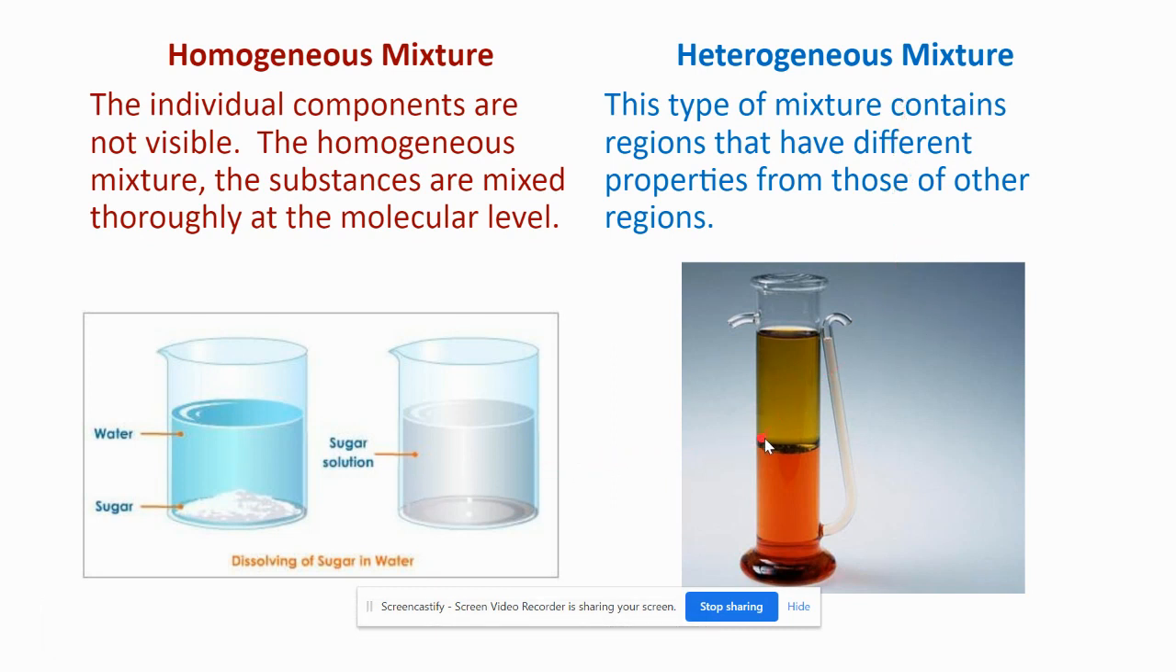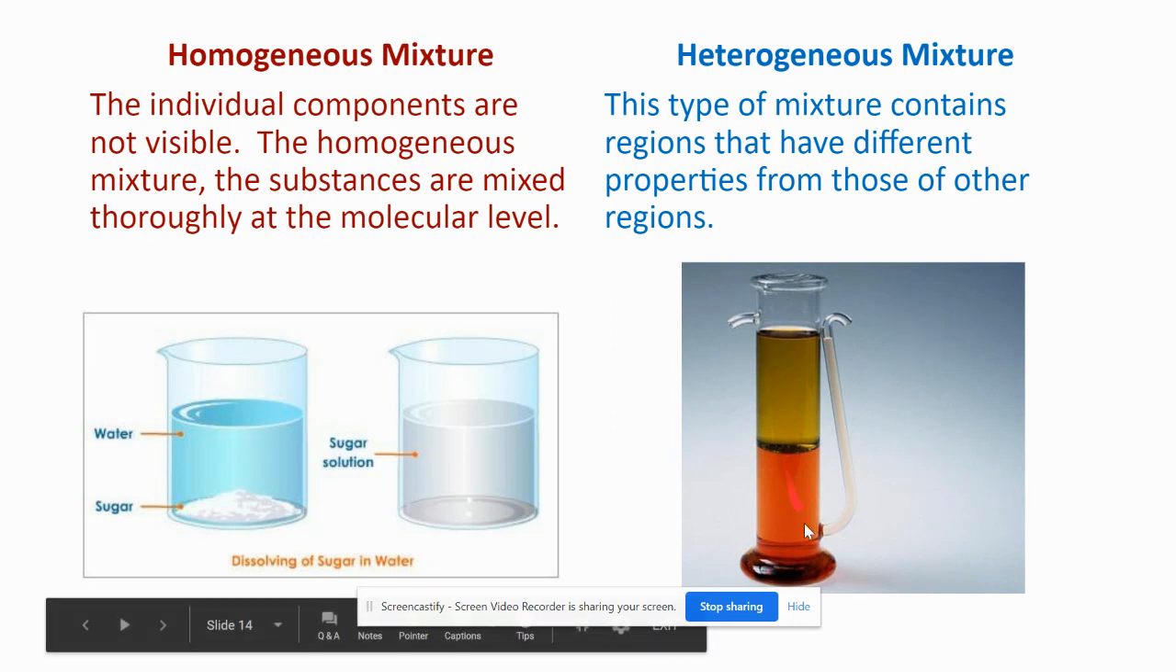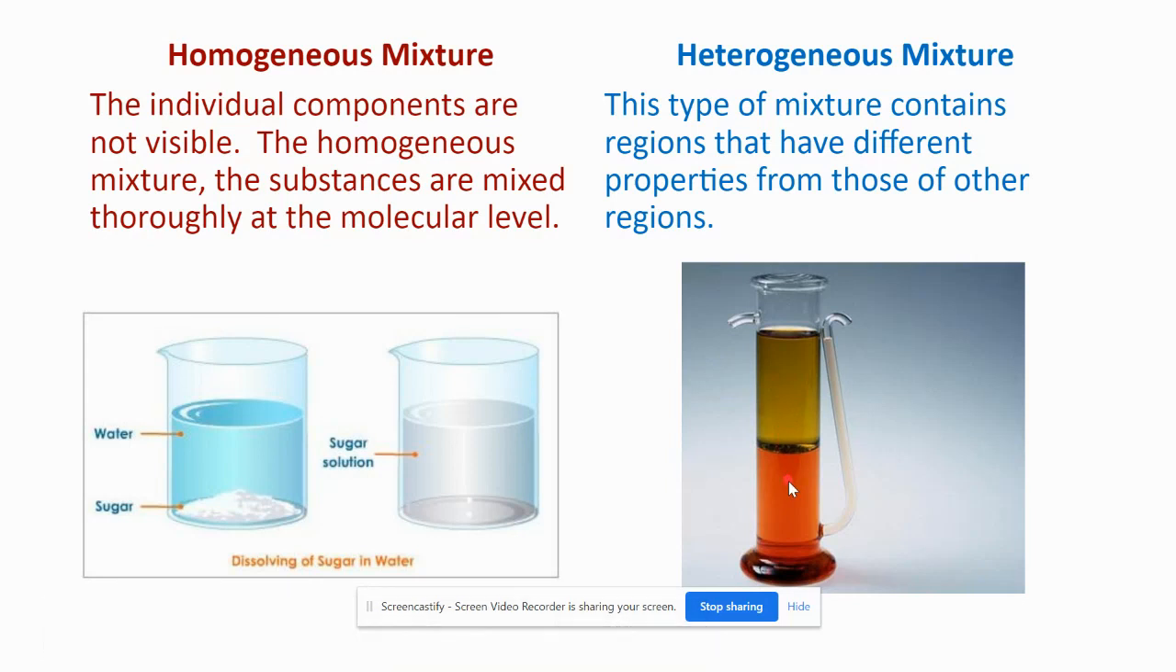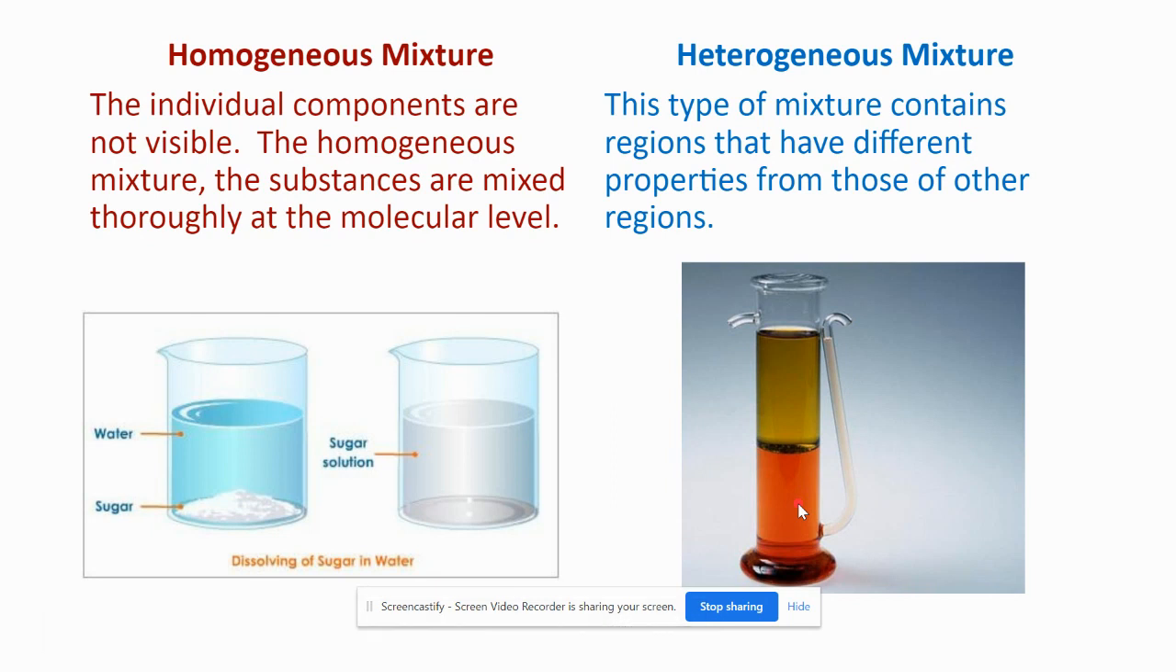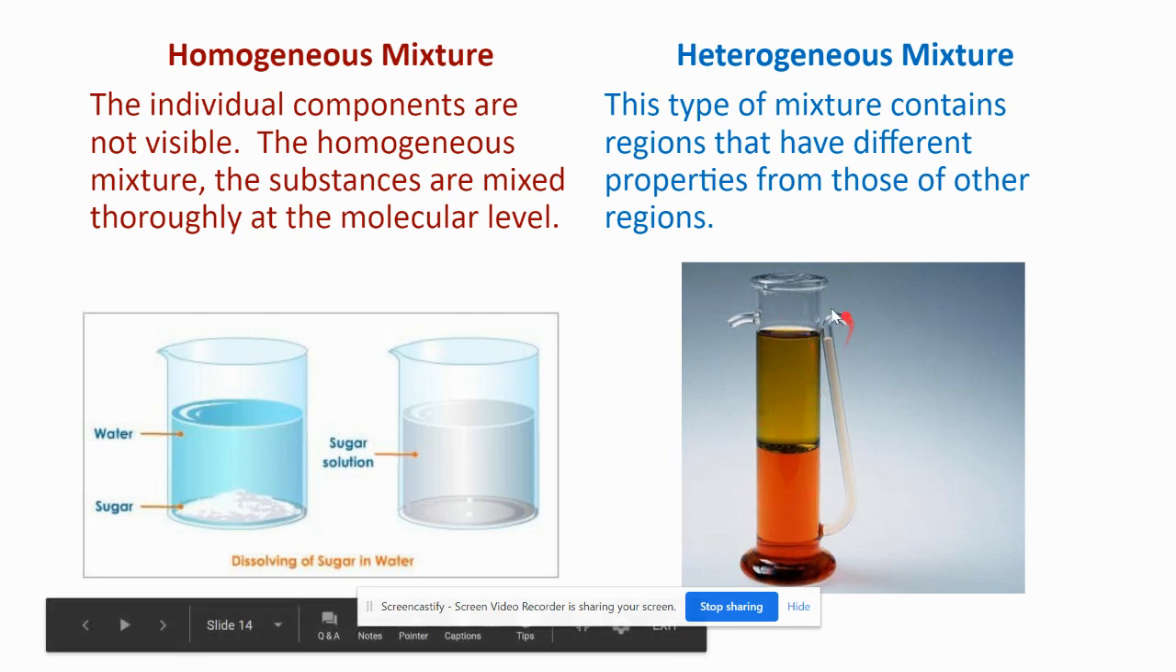Heterogeneous mixture. Okay, so you have two types of solution in here. Let's say it's oil and water, and you mix it up. You can see that it would generate this bubble. Eventually, it would just separate into two phases again. So this is a heterogeneous mixture because they're not homogenized. You can see there's a region of one chemical, and this is a region of another chemical.